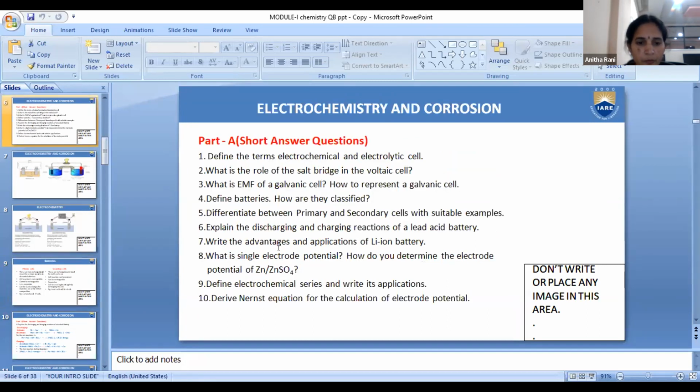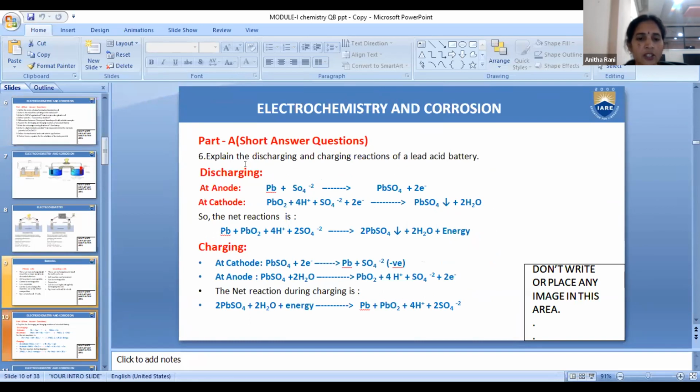Next question: explain the discharging and charging reactions of a lead acid battery. What are the anode, cathode, and electrolyte in a lead acid battery? Anode is Pb, cathode is PbO2, and electrolyte is 21.4% dilute H2SO4. So we are taking anode as lead, cathode as lead oxide, and electrolyte as dilute H2SO4.